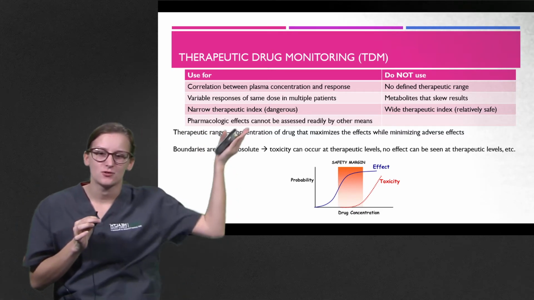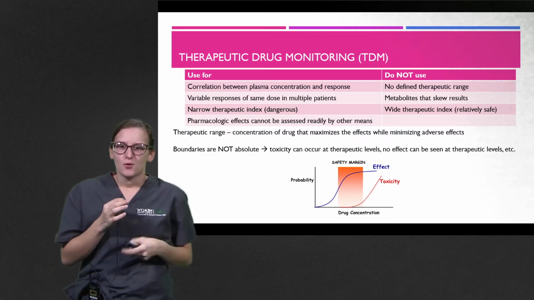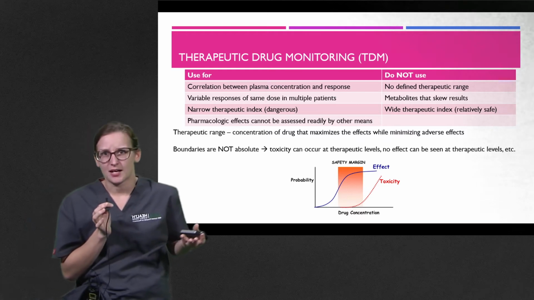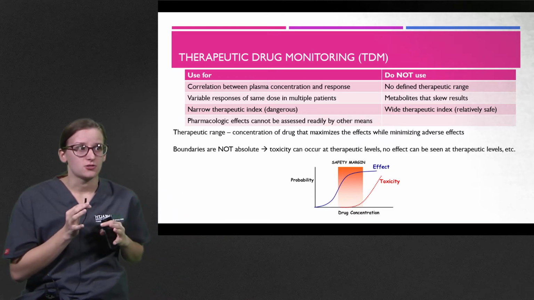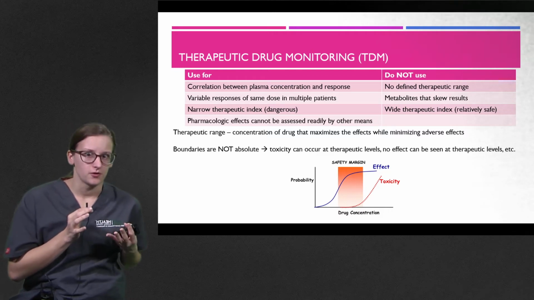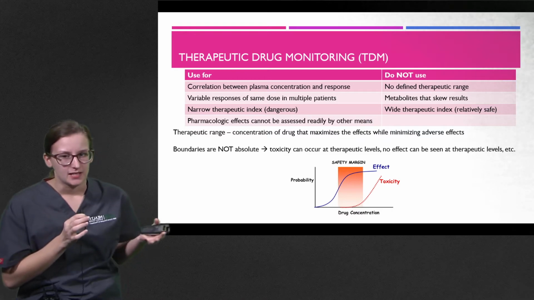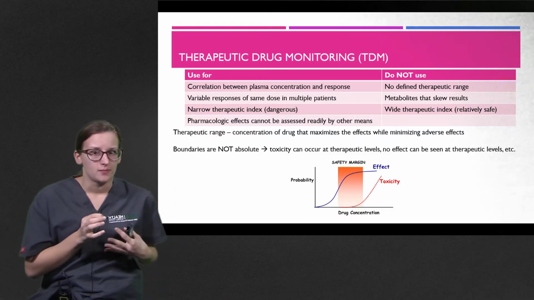And then, like I said, dangerous drugs, toxic drugs, that would be a good thing to go on. If it was safe, we wouldn't really care about it because if we could increase the concentration and it's not going to hurt them, then that's not a good candidate for therapeutic drug monitoring. We're looking for those dangerous drugs that we want to make sure patients don't suffer from. And then the last one is pharmacologic effects cannot be assessed by other means. So we're really basing it off of that concentration we get back.